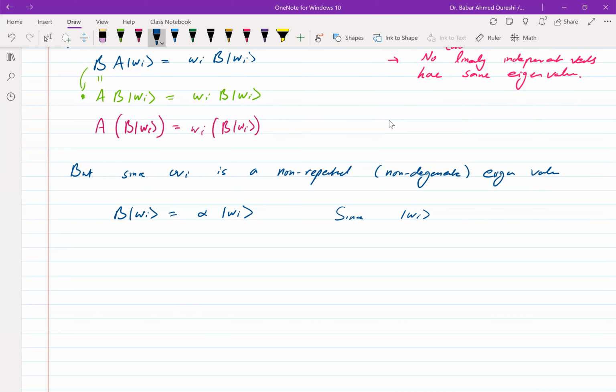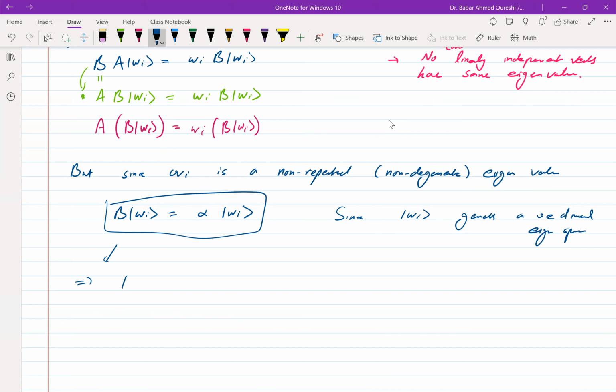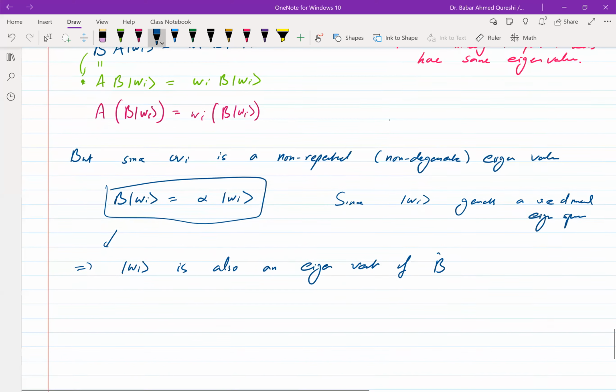It's a one-dimensional eigenspace. But what is this saying? This is saying that Wi is also an eigenvector of B. This is an eigenvalue equation. So whatever are the eigenvectors of A, they will necessarily be also eigenvectors of B.